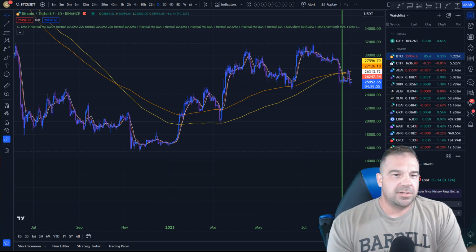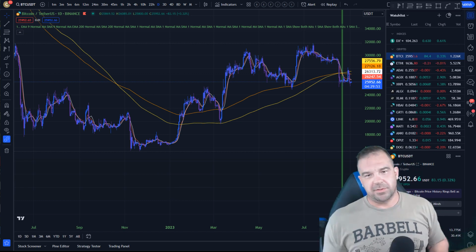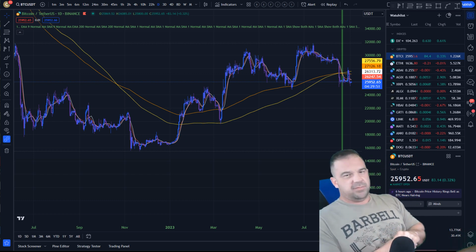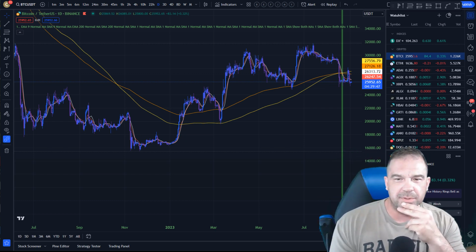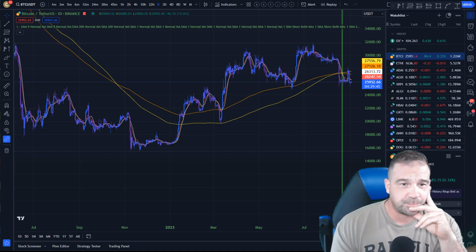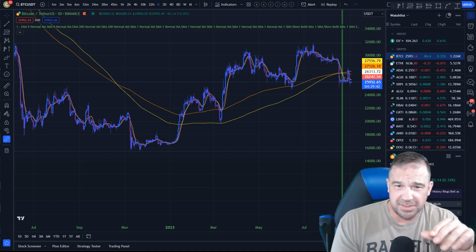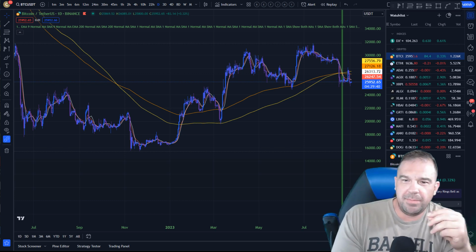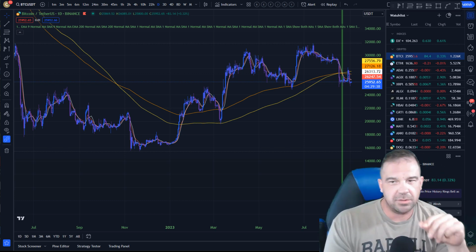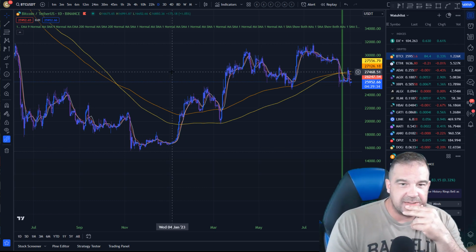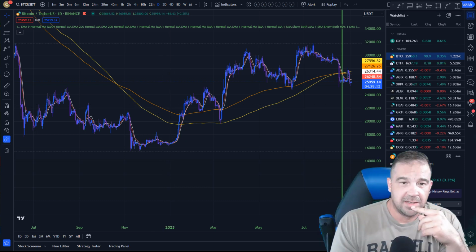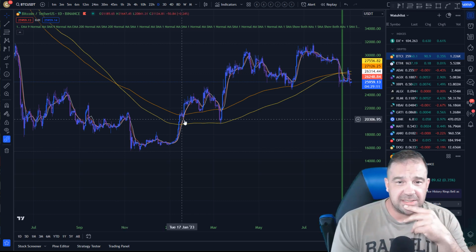The applications: the SMA can be used to identify support and resistance levels as it crosses with the price chart. It can sometimes be used to identify potential buy and sell signals. The EMA, due to its sensitivity, might be better suited to identify short-term price reversals and potential trading opportunities based on the price crossover.